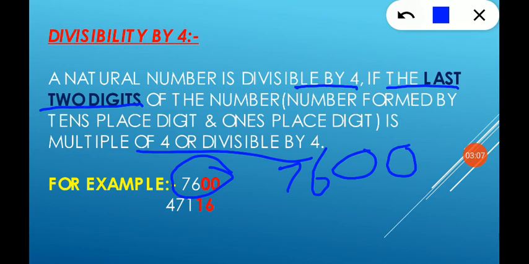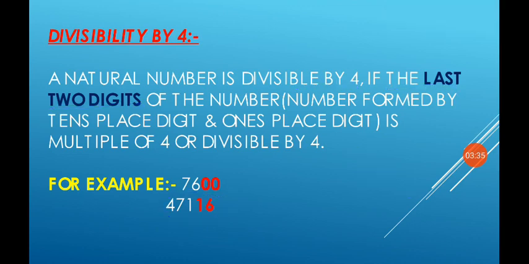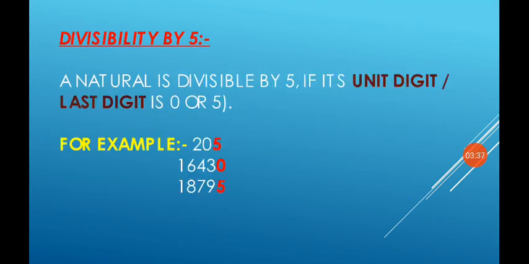Look at the next example. The next number is 47,116. So the last two digits are 16, and 16 is divisible by 4. So the number 47,116 is also divisible by 4. Understood? Now next, divisibility by 5.